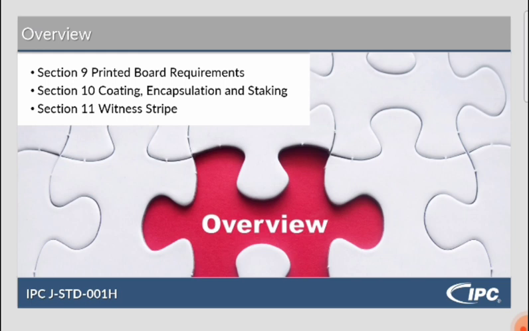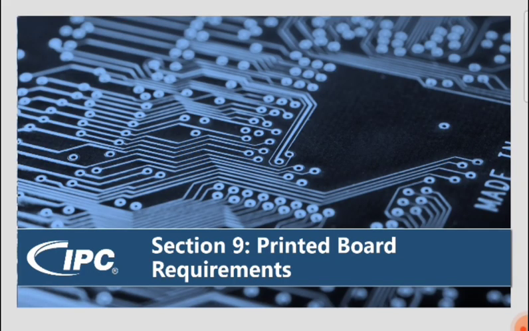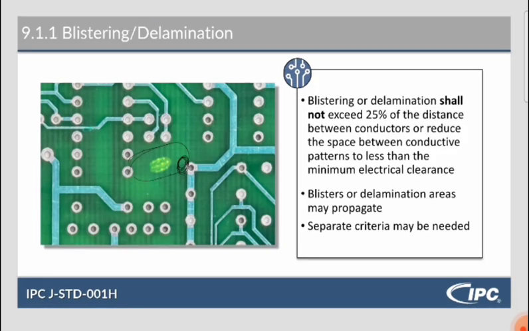So 9 is for printed circuit boards, 10 is for coating, encapsulation, and staking, and section 11 is witness stripe, which is also called torque stripe or witness seal. So section 9. Section 9.1.1 is blistering and delamination. Blistering or delamination shall not exceed 25% of the distance or reduce the space between conductive patterns.